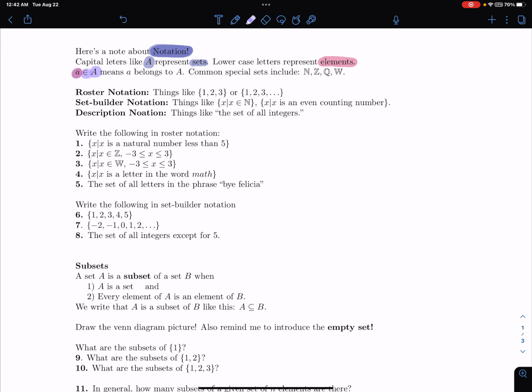Yeah, and then the next part says exactly what I just read. It says this right here that I just looked at means little a belongs to set big A. Okay, if this seems really weird to you, then just pause, rewatch that last 30 seconds or so until you get the idea of what we just talked about.